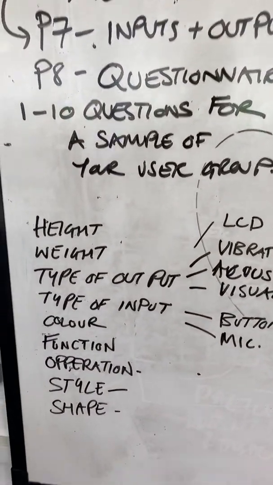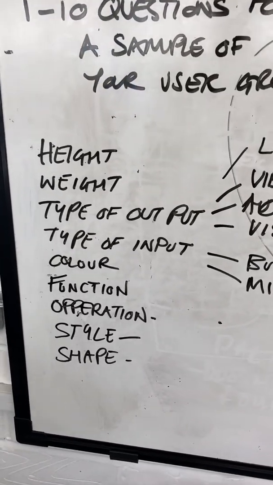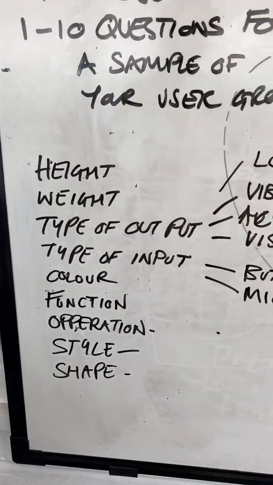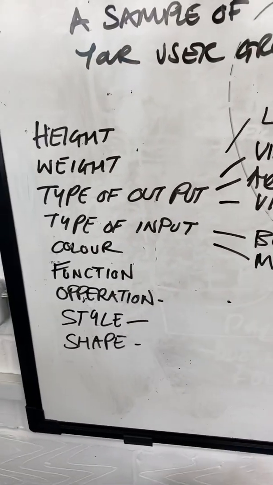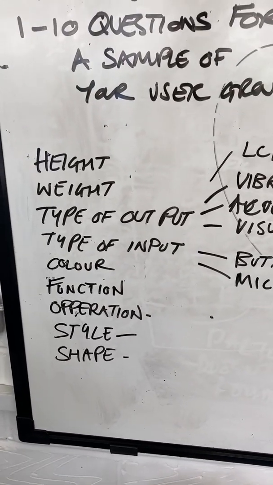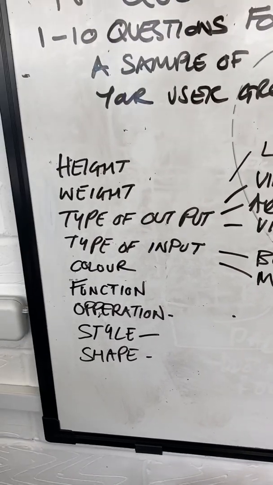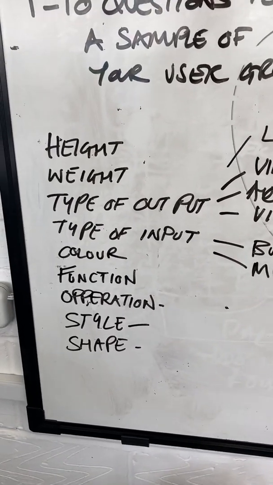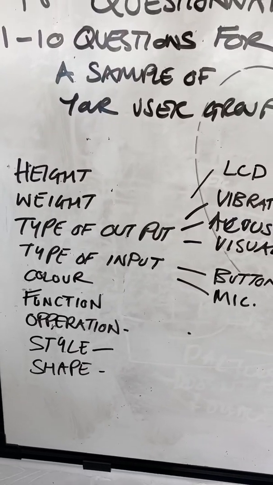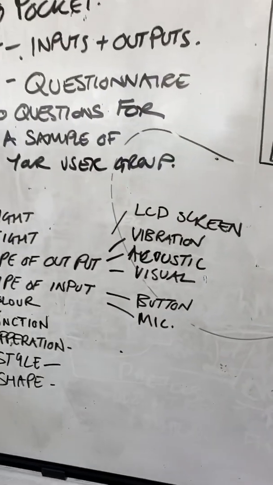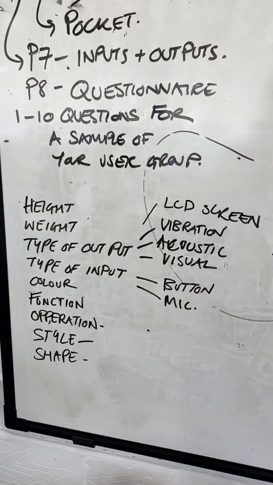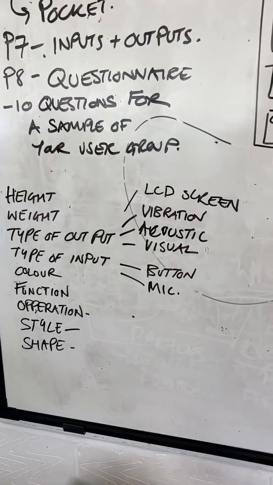You understand that? I would look at these: height, how big it needs to be, dimensions I suppose I should say, weight, how heavy it needs to be, type of output, type of input, color, function, operation, style, shape. Style could be Art Deco, it could be more minimal, and the shape of it, does it need rounded corners, do you want tight square corners, you know the things. And I've got everything which relates to those different outputs and inputs.